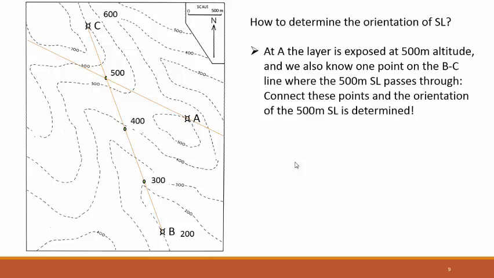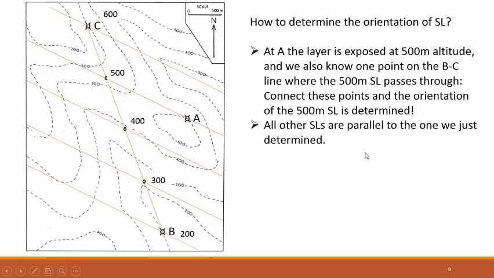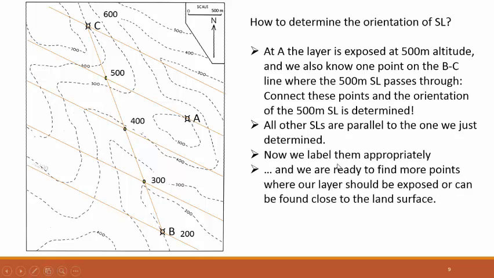Starting from this point, it is easy enough to complete the strike line sets for the 400, 300, 200, and 600 meter strike lines because we have a uniform dip direction and a uniform dip angle. We just add these strike lines, 600 here, 400 here, 300, and 200. And we label them accordingly. SL 200, 300, 400, 500, 600. Here are our strike lines.